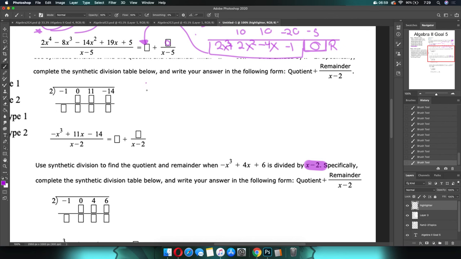I'm smarter this time, and I'm going to set it up in advance. So we have the 2, we have the -1, we have a 0. I want to talk about that 0, but let me finish setting up. And then -14, and then we make our line, and then the -1 drops down, and we're all set. All right, where did the 0 come from?